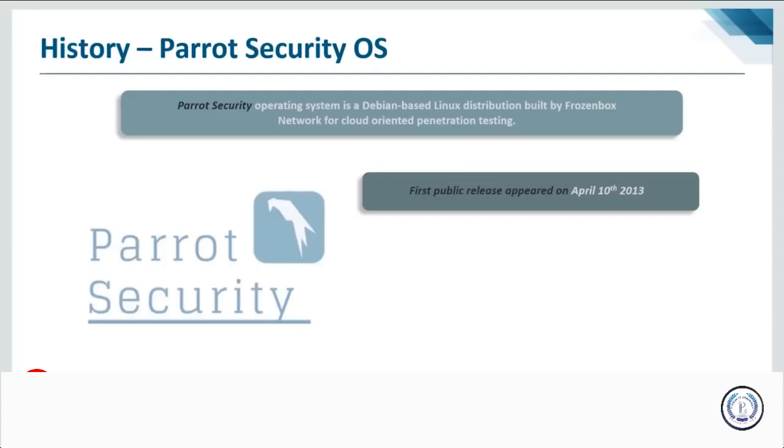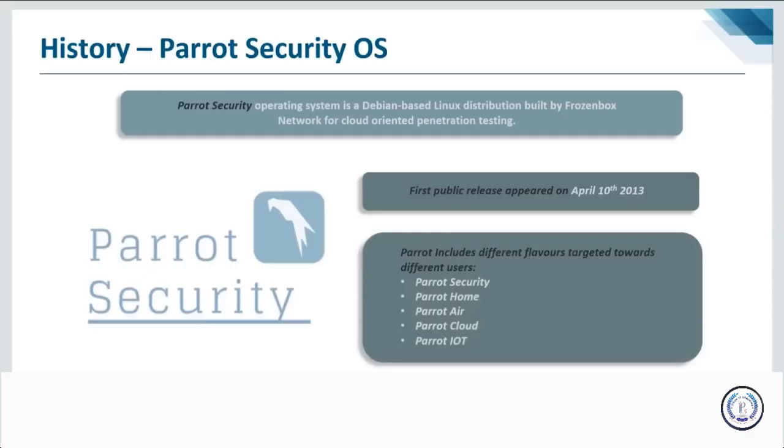So moving on, since its release in 2013, Parrot has grown rapidly and currently offers many different flavors targeted towards different use cases. For example, like I said, we have Parrot Security. It's the original Parrot OS and is designed with penetration testing, forensics, hacking, development, and privacy in mind. Then you also have Parrot Home, which is targeted towards desktop users. It strips out the penetration testing packages and presents a nicely configured Debian environment.